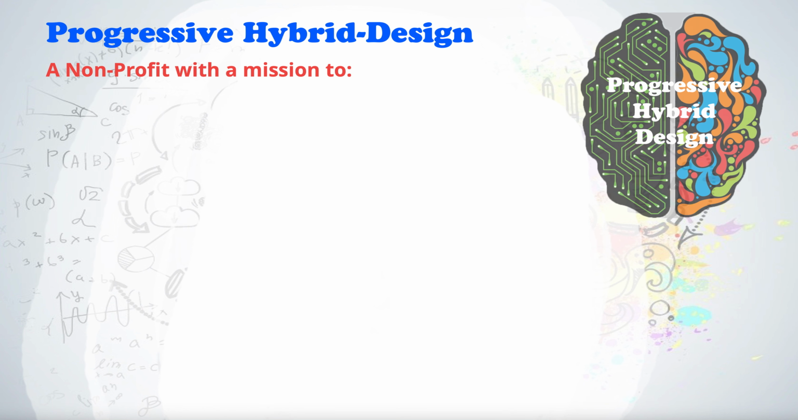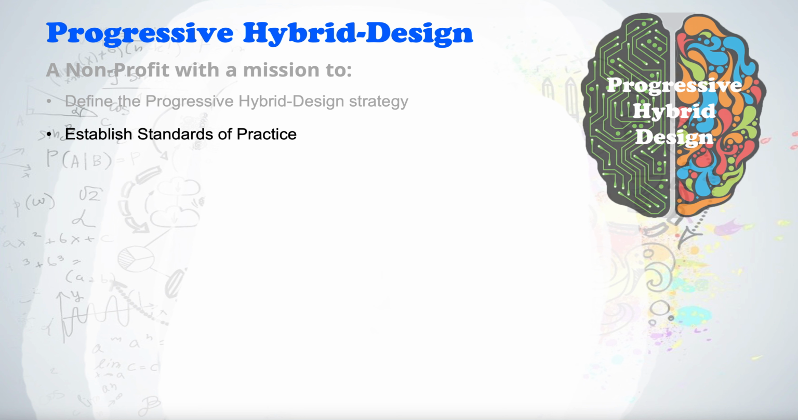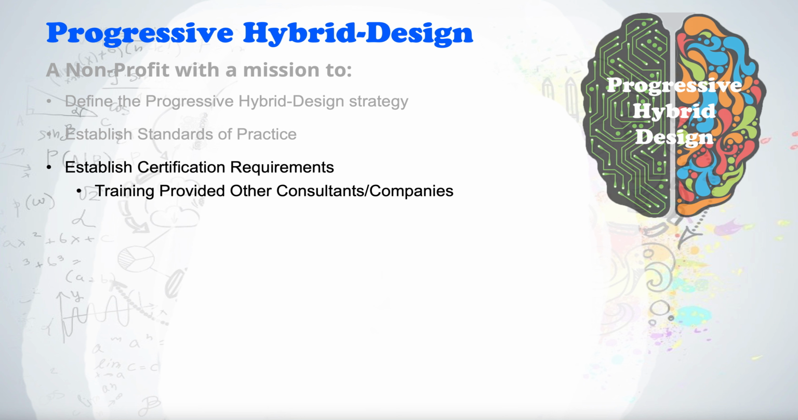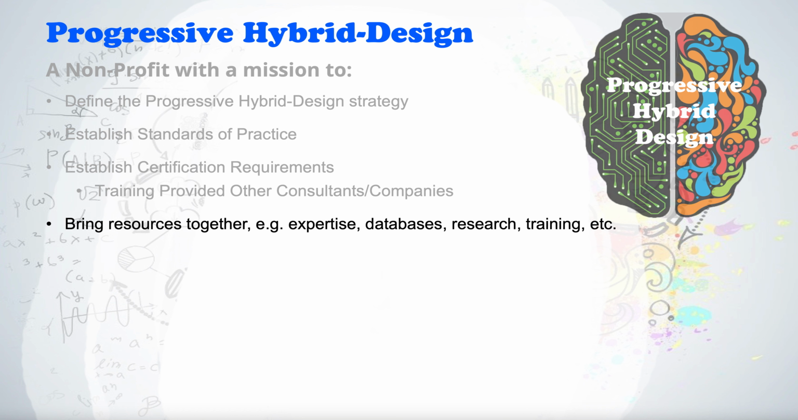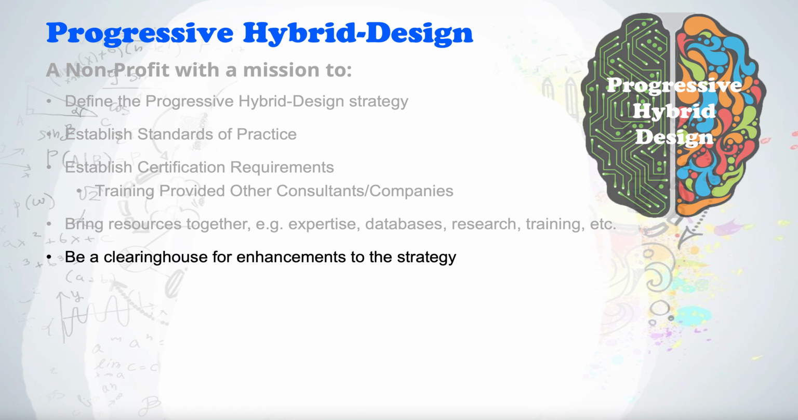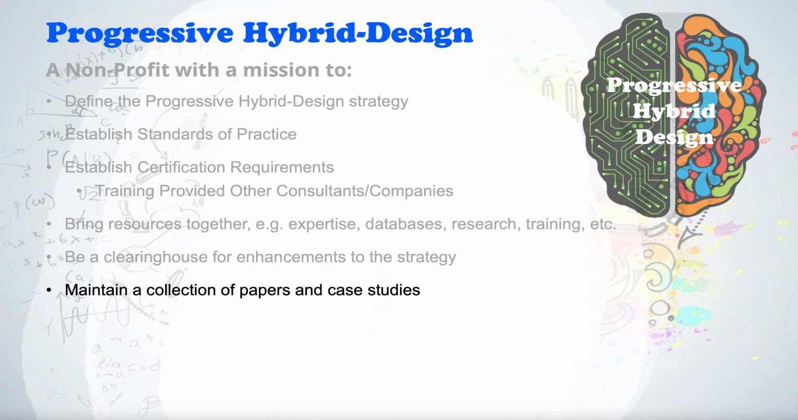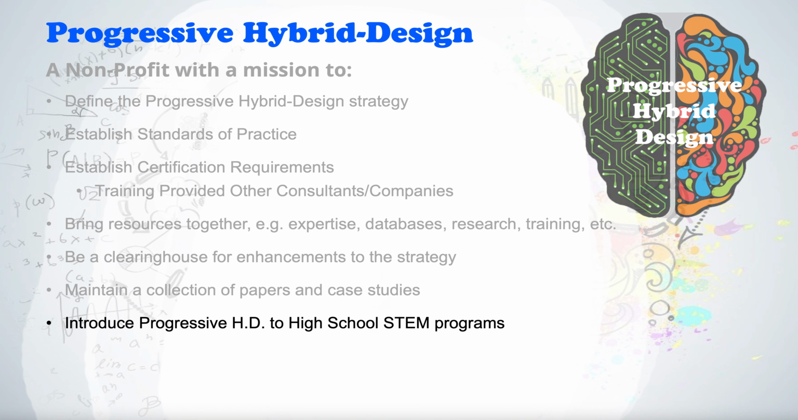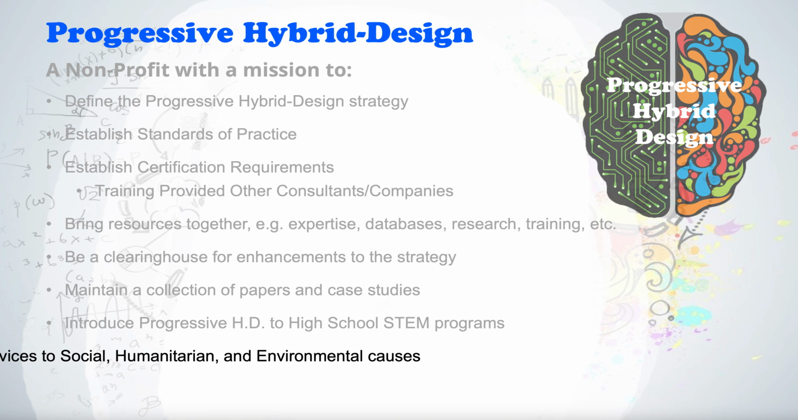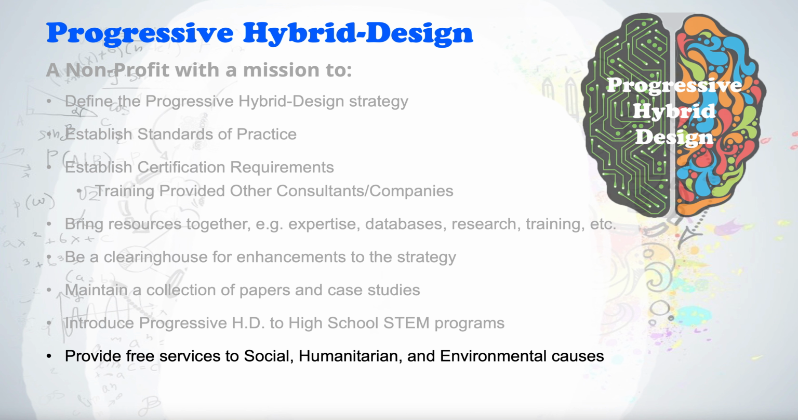So this organization, Progressive Hybrid Design, is a nonprofit. We look to define the strategy, establish standards of practice, certification requirements, set up consultants, companies to provide the training, bring together resources from a wide variety of disciplines and industries, be a clearinghouse for any enhancements to the strategies, maintain papers, case studies, introduce this to high school STEM programs, and finally provide free services to social, humanitarian, and environmental causes, which we have been doing already for years.